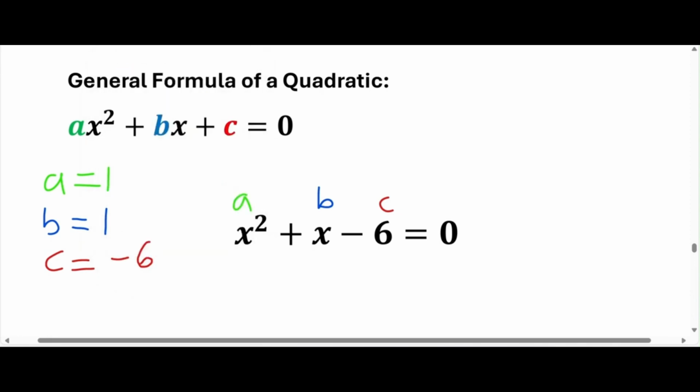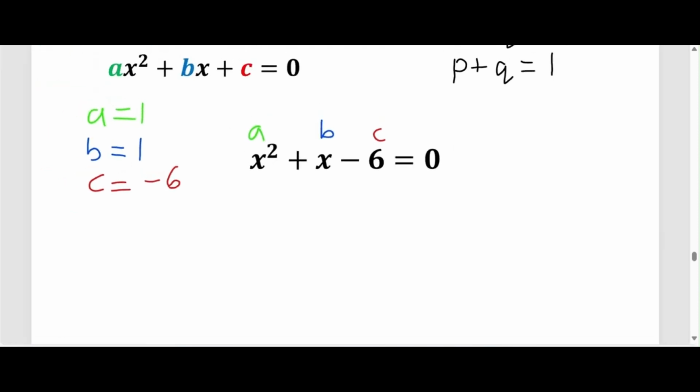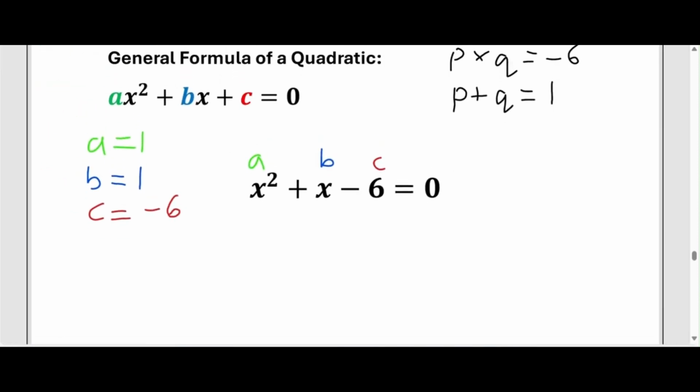So same thing like last time, we're trying to find two numbers that when multiplied equal the c value, which as we know is negative 6. And then the same two numbers, when we add them together, would equal 1. So again, just like the previous question, we're going to list out all the factors of 6, right? So that's 1, 2, 3, and 6.